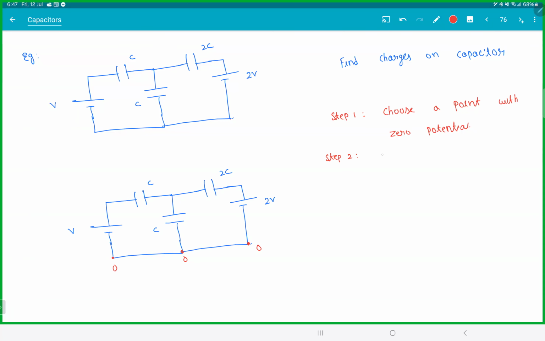Step 2. Find the potential of other nodes and name the unknown nodes. Some of them you can find, some of them you can't find. So you just name them with a symbol. So in this scenario, if this is 0, the battery will make this 2V. If this is 0, this will be some X. If this is 0, this will be some V. This much I know. Isn't that what a battery does? Step 3, apply junction law.